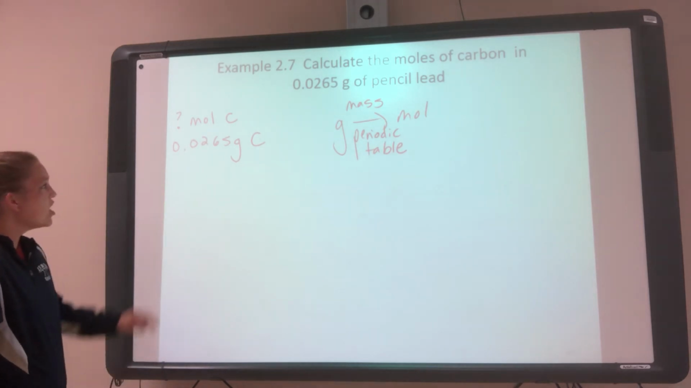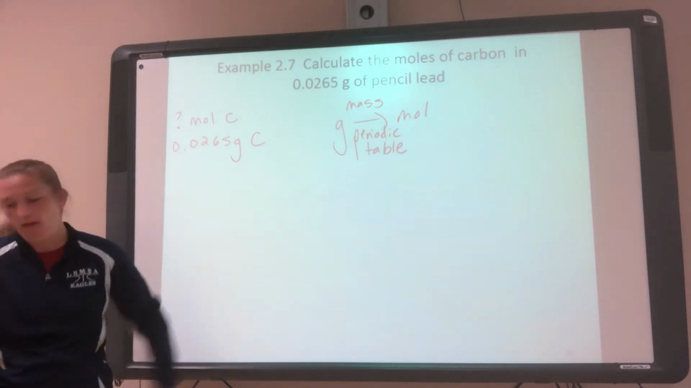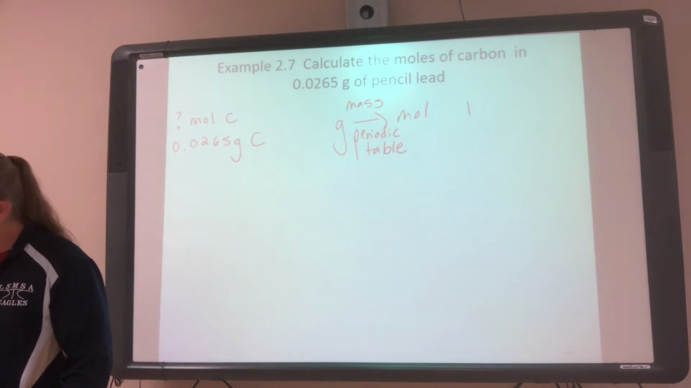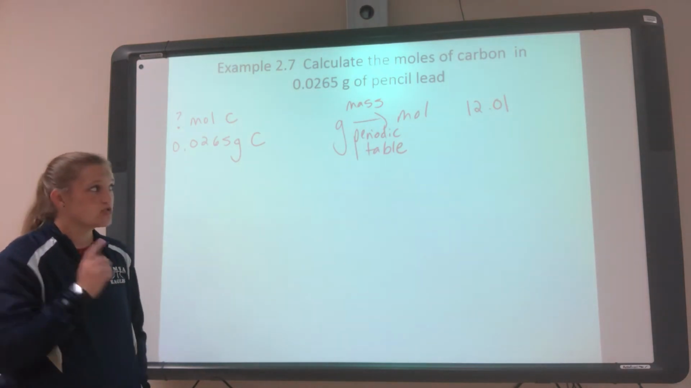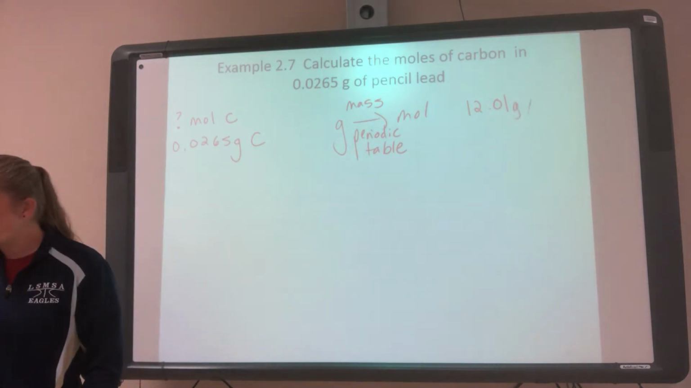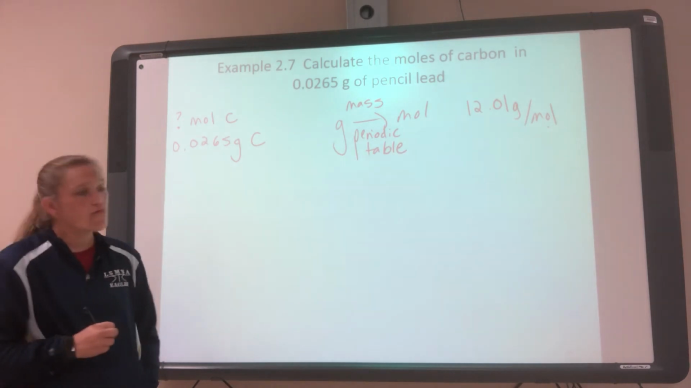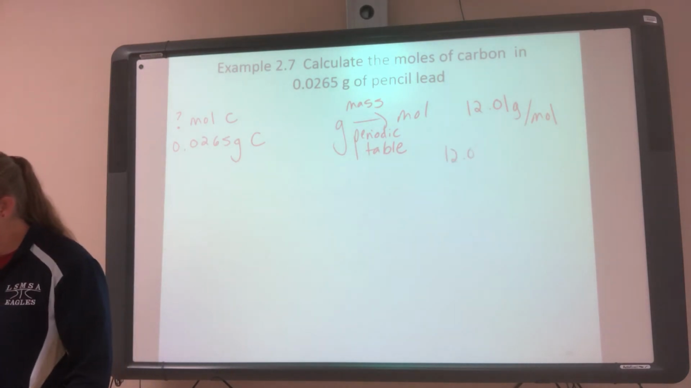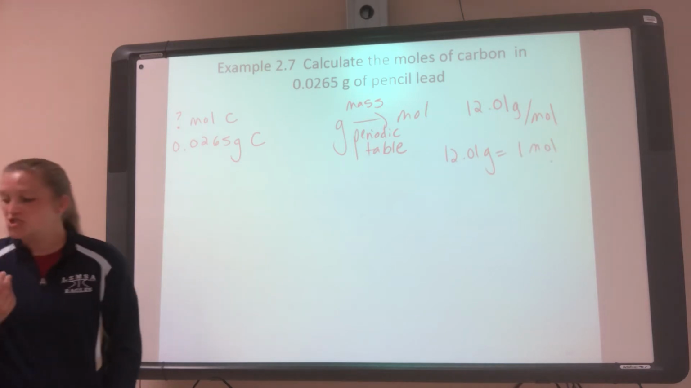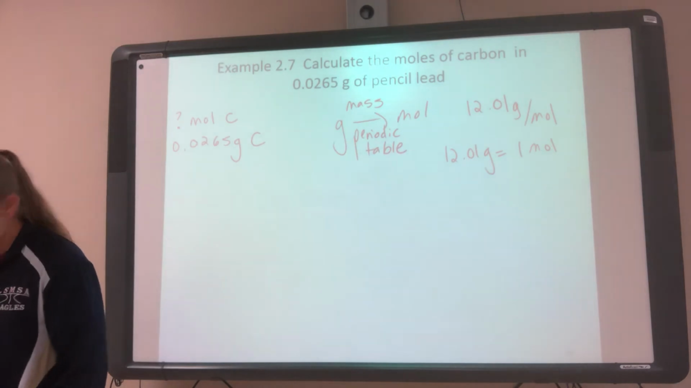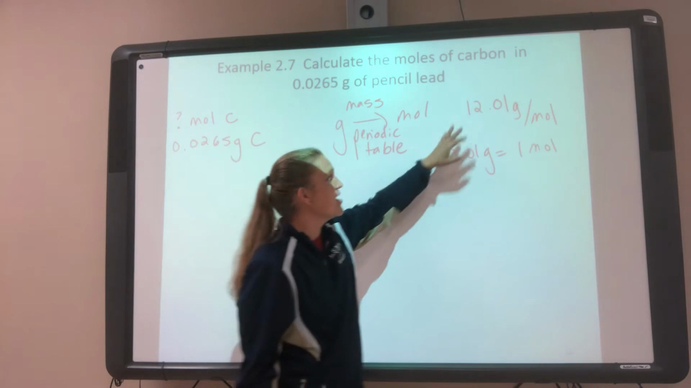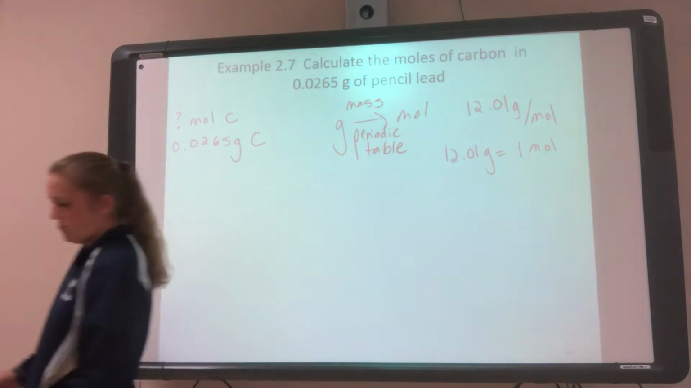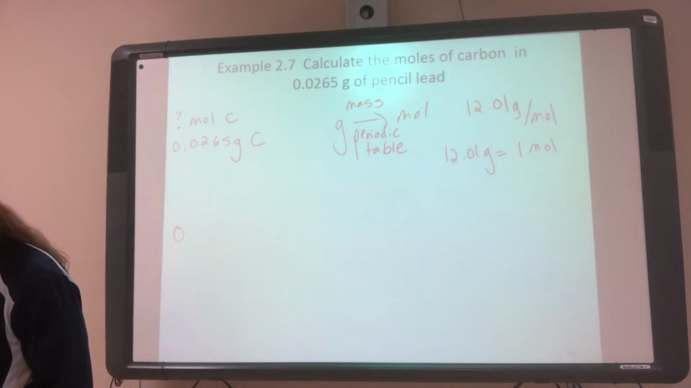All right, so we look on the periodic table and we find the number. So the number on carbon was 12.01. But you have to remember what the units mean. It's 12.01 grams per mole. Another way that you can write this is 12.01 grams per 1 mole, however you want to visually see it. Okay? So you have to know this, and then you have to be able to go to your periodic table to find this.